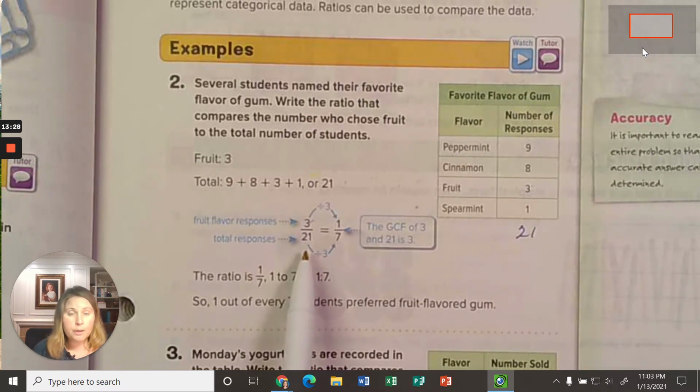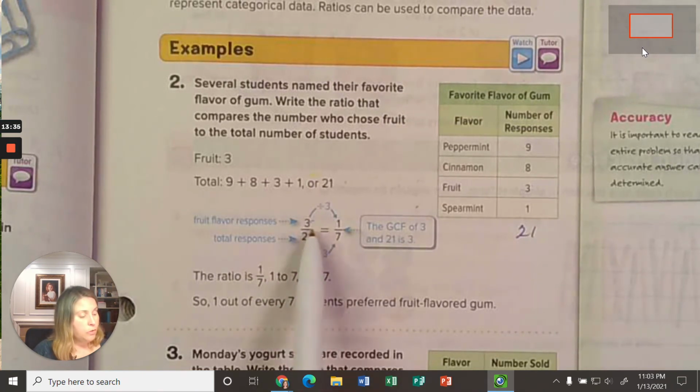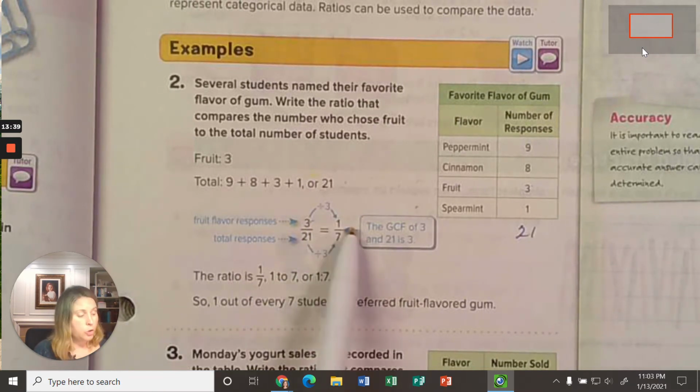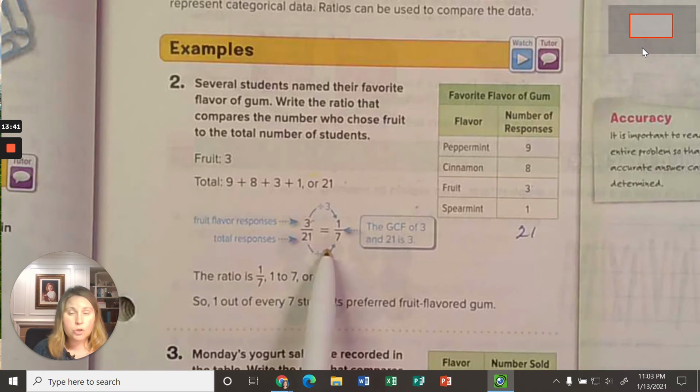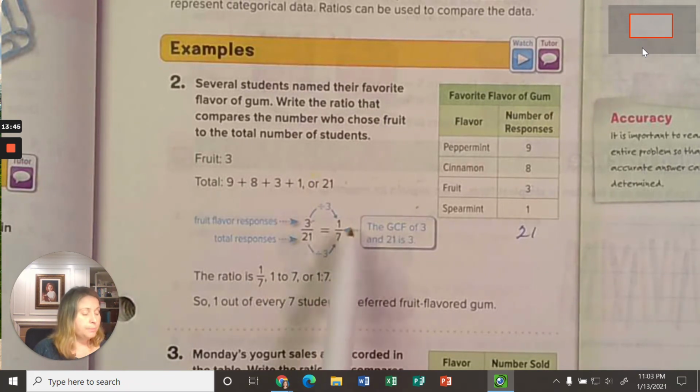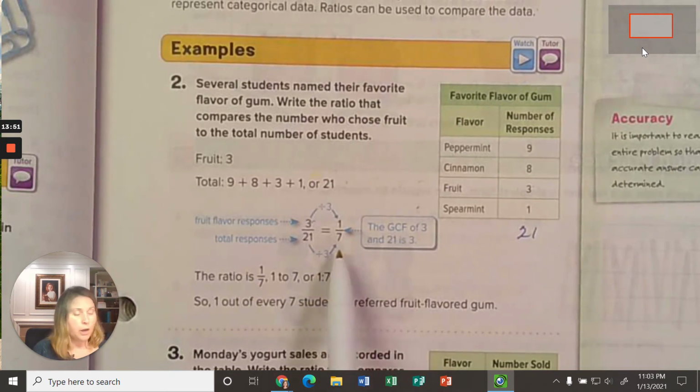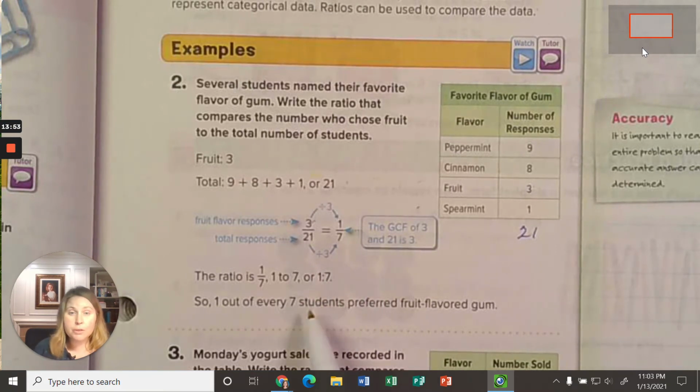When we look at 3 and 21, they have a greatest common factor of 3. So we can divide each of those numbers by 3. 3 divided by 3 is 1. 21 divided by 3 is 7. So in simplest form, it's 1 to 7. This means 1 out of every 7 students said fruit was their favorite flavor of gum. So like maybe Fruit Stripes gum or something like that.